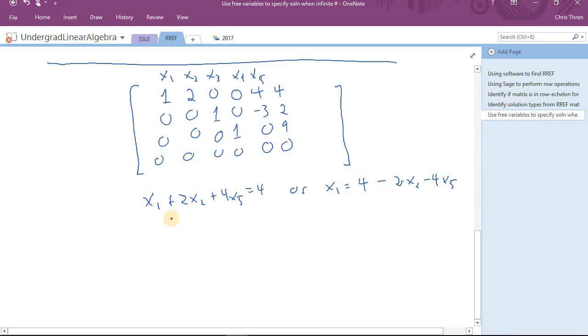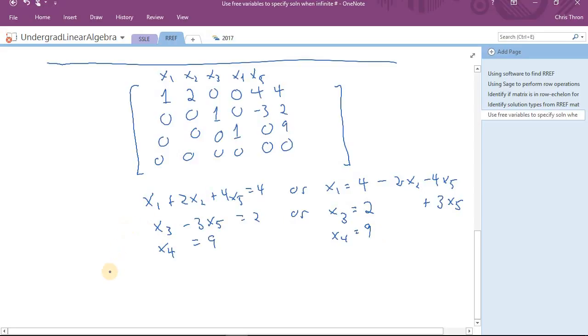Okay, second one. Second one gives me x3 minus 3x5 is equal to 2, or x3 is equal to 2, and then here I have minus, if I bring the minus 3x5 to the other side, it becomes a plus 3x5. And I'm going to line them up like this. So this is going to be plus 3x5. Then the last one here, this gives me x4 is equal to 9. So I'll just write that this way, x4 equals 9.